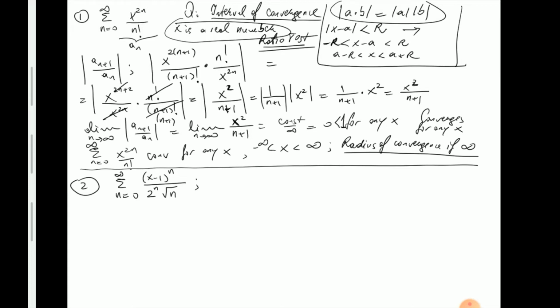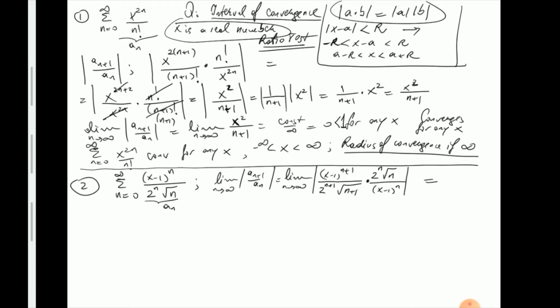Just like before, let's establish the ratio test. So the limit as n goes to infinity, a_(n+1) over a_n in the absolute value. Remember, by a_n I mean the whole term in the summation. So that's going to be, let's see, x minus 1 to the n plus 1. I'm plugging in n plus 1 now. 2 to the n plus 1 square root of n plus 1 times 1 over a_n, which is 2 to the n square root of n over x minus 1 to the n.